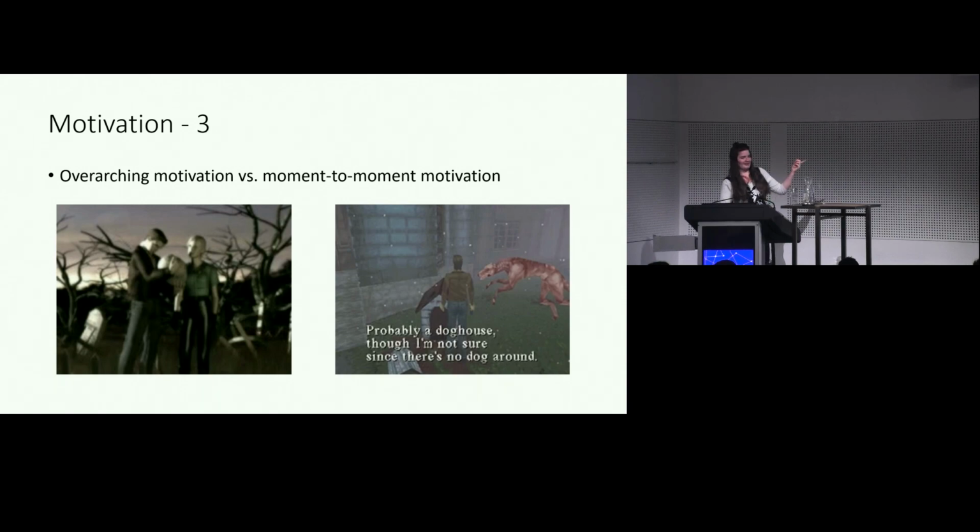So with something like Silent Hill, the overall motivation is to get out of Silent Hill and save your daughter. And then in any given moment, the motivation to play through a particular scene is usually, it's scary, I need to get out of here. There's a weird dog, I've got to run.